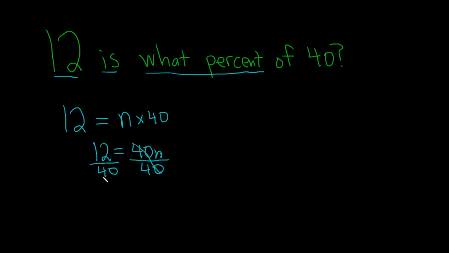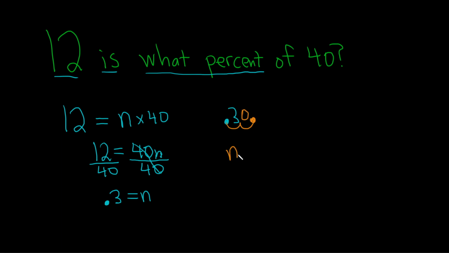So if you put this in your calculator, 12 over 40 is equal to 0.3. So I got 0.3 equals n. But we want to write it as a percentage. So what you do is you take 0.3 and you move the decimal over two places to the right. So like this, 1, 2, and then you put a dot. And then you put a 0 here.